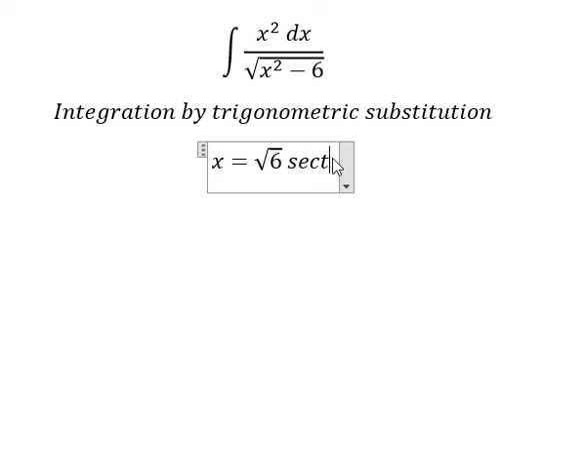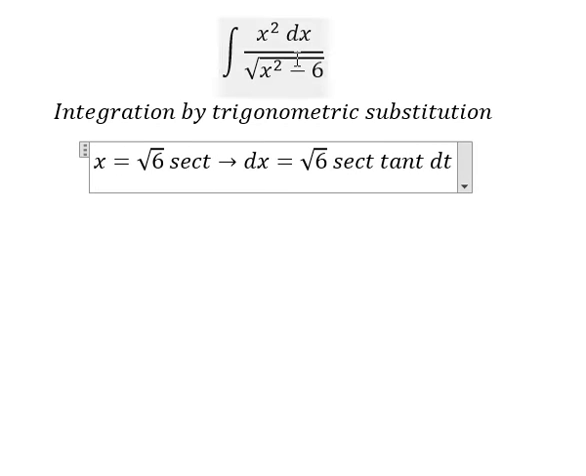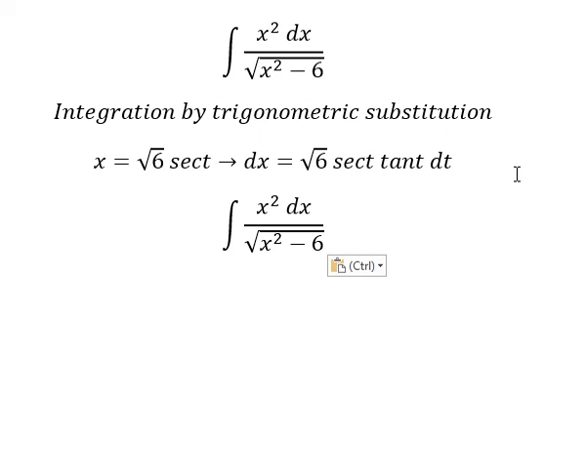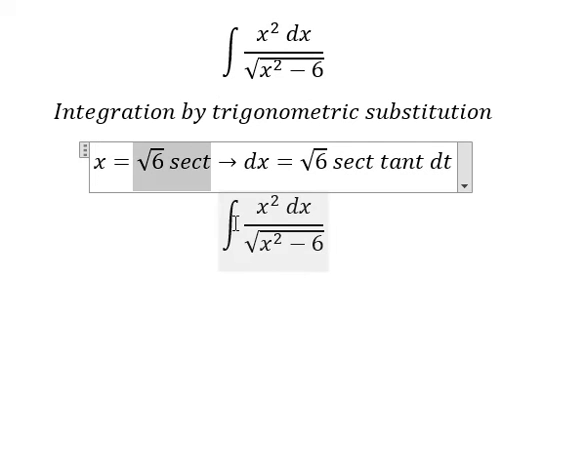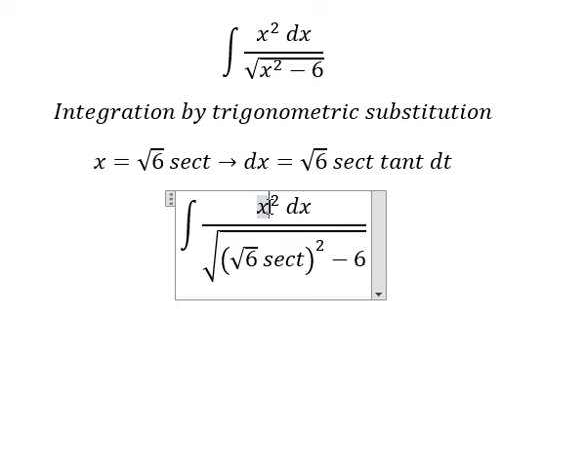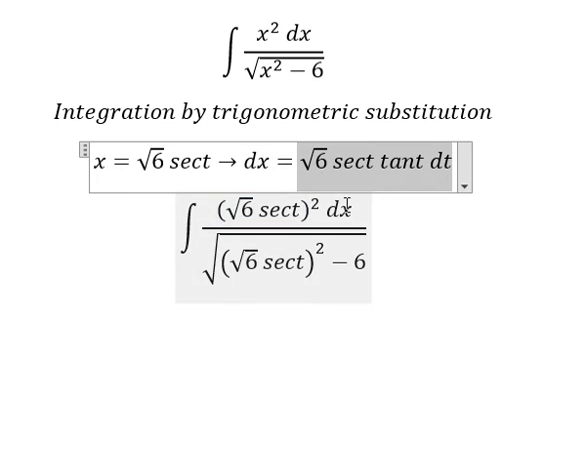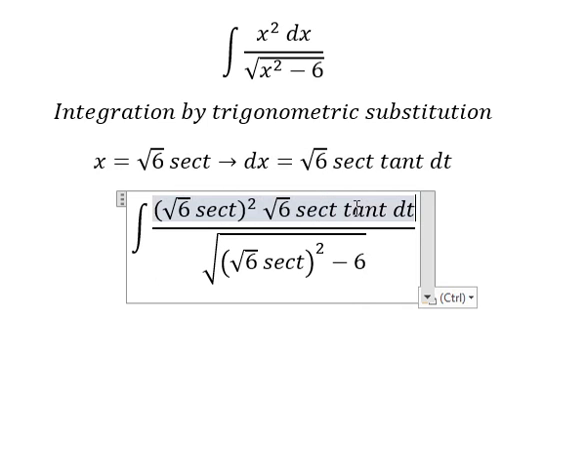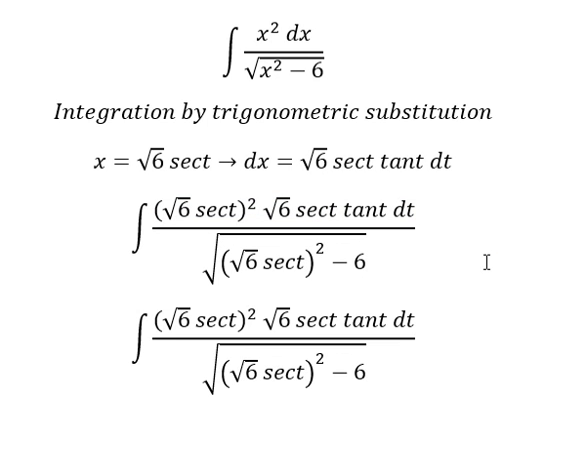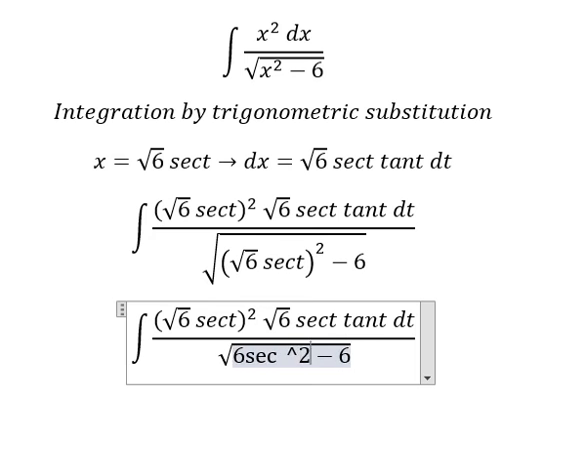So we do the first derivative for both sides. You get the square root of 6 secant of t tan t dt. So we put this one here, and this one here. The s we change for this one. This one we get 6 secant of t squared.